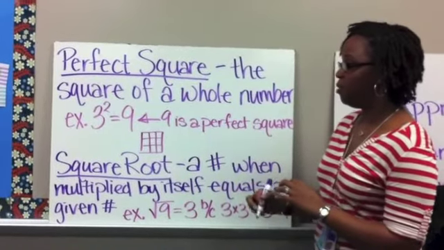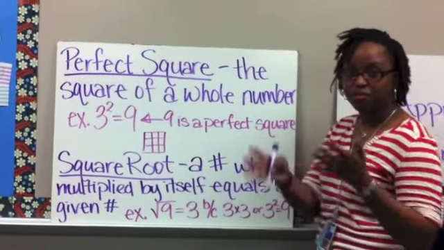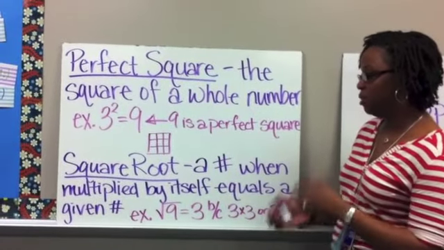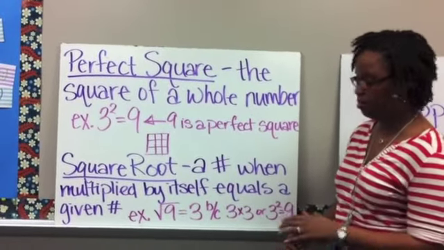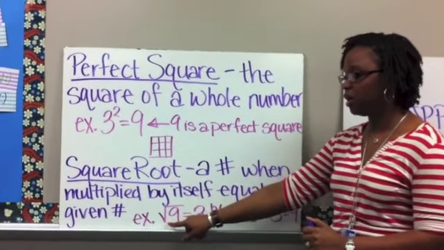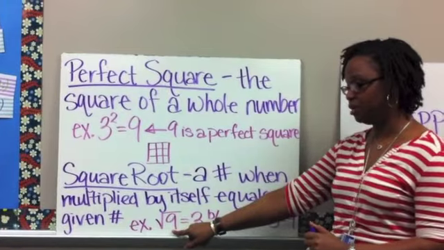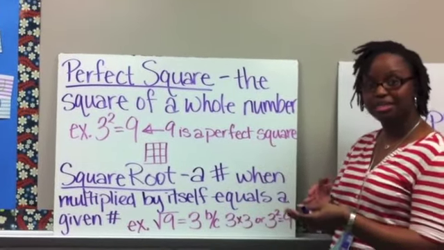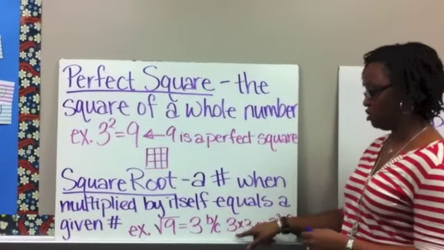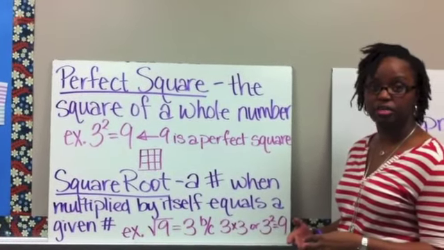Okay? Then we've got the opposite of a perfect square, which is its square root. And the square root is a number that, when multiplied by itself, equals your given number. And we use that little radical sign. So here, I'm looking for the square root of 9. That's my given number. So I want to know what number multiplied by itself will give me 9. Well, that's 3, because 3 times 3, or 3 squared, equals 9.